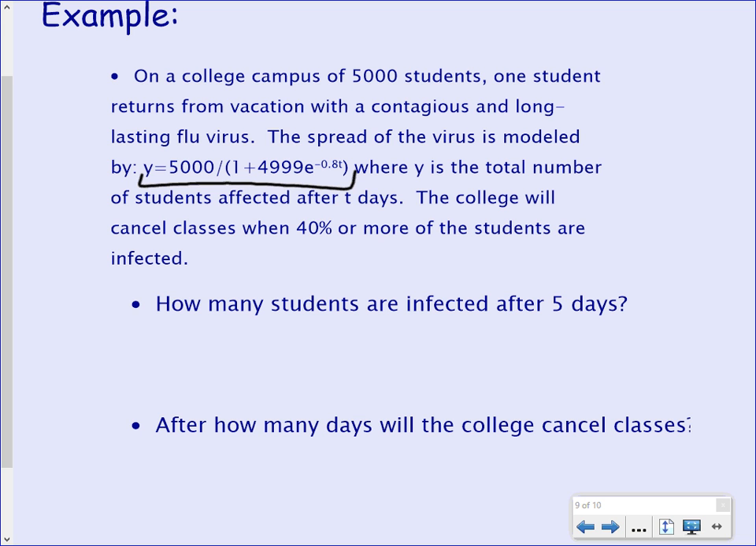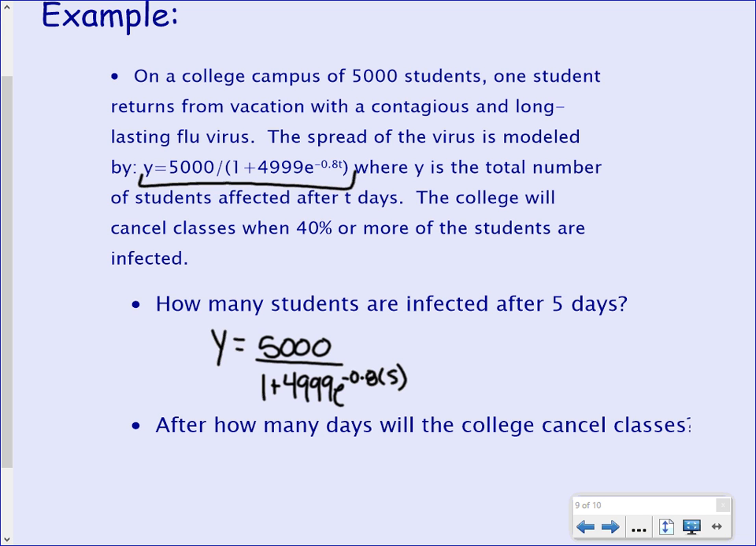Y is the total number of students affected. The college will cancel classes when 40% of students are affected. So I asked the question, how many students are infected after 5 days? Plug 5 in. Yeah, that's going to be easy. Y equals 5,000 divided by 1 plus 4,999 e to the negative 0.8 times 5.